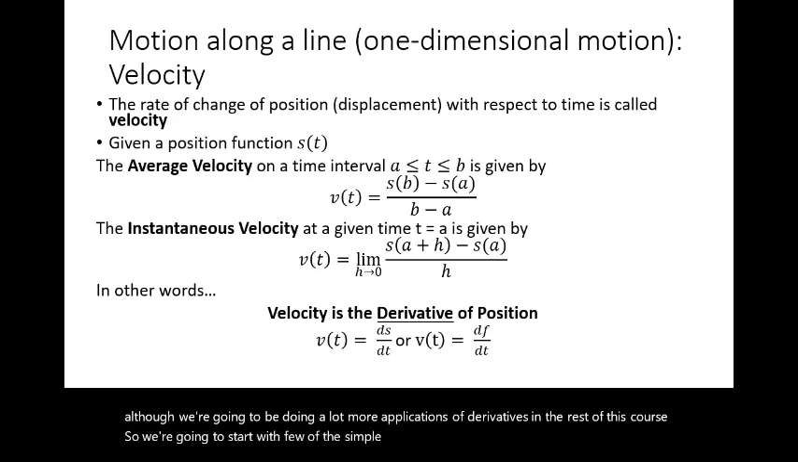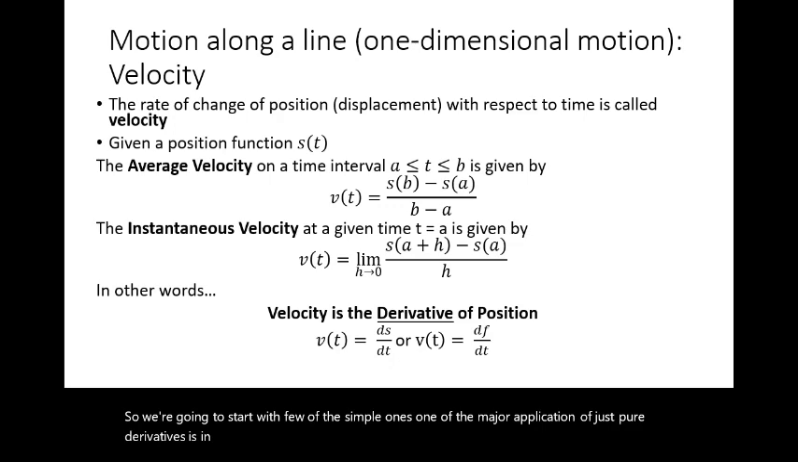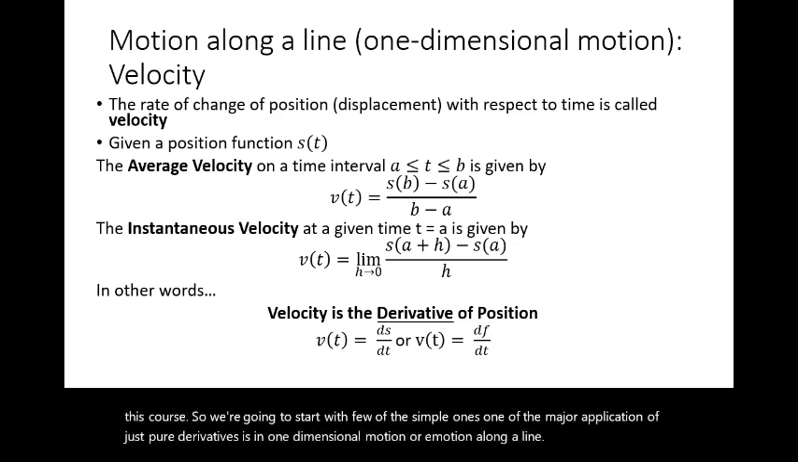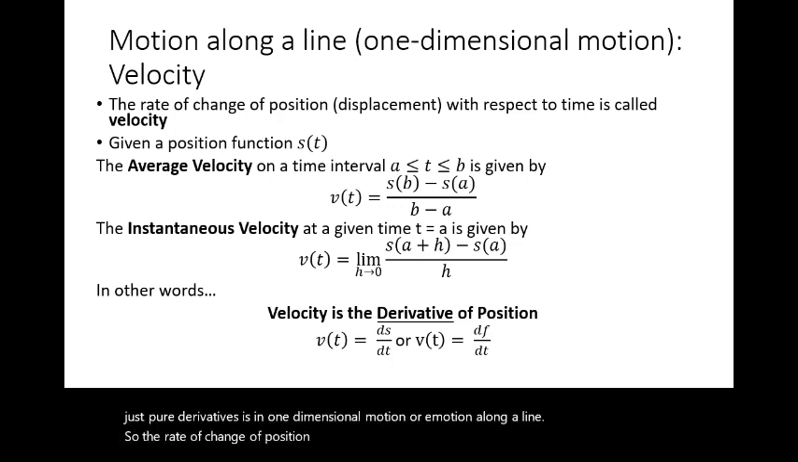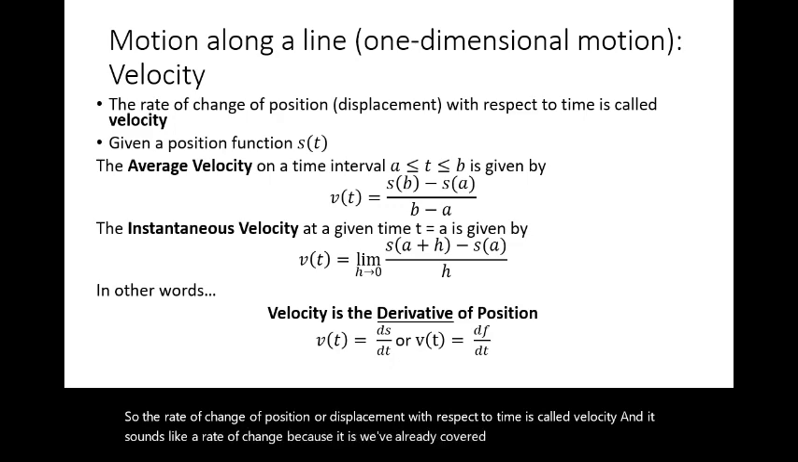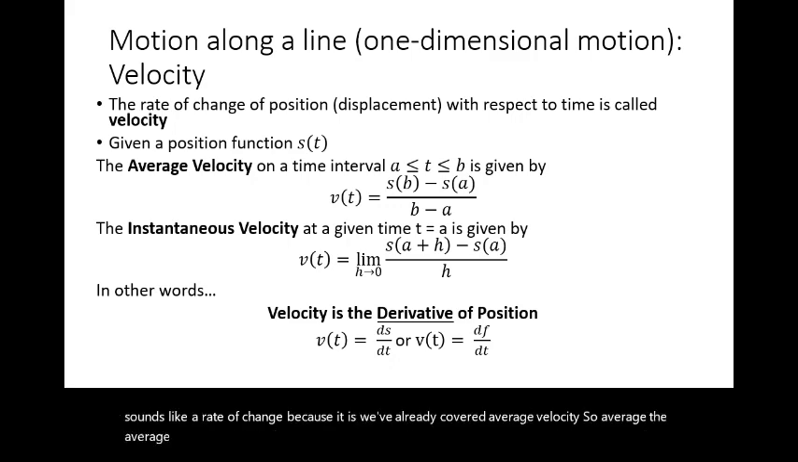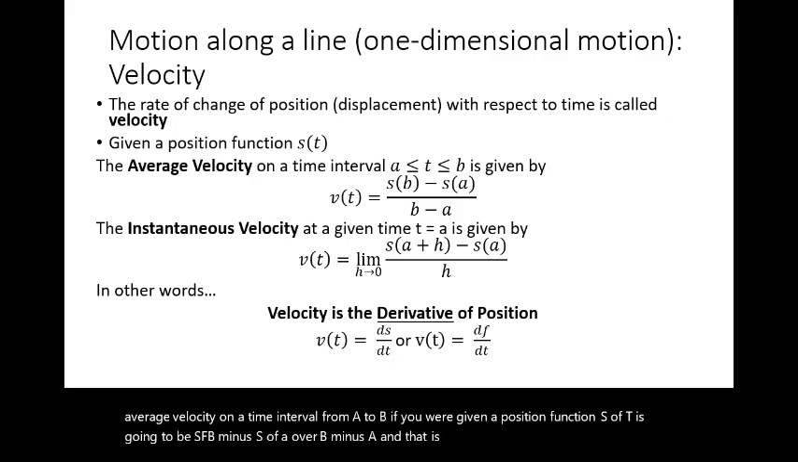One of the major applications of pure derivatives is in one-dimensional motion, or motion along a line. The rate of change of position or displacement with respect to time is called velocity. And it sounds like a rate of change because it is. We've already covered average velocity. The average velocity on a time interval from a to b, if you are given a position function s of t, is s of b minus s of a over b minus a. And that is average velocity between two distinct points in time.